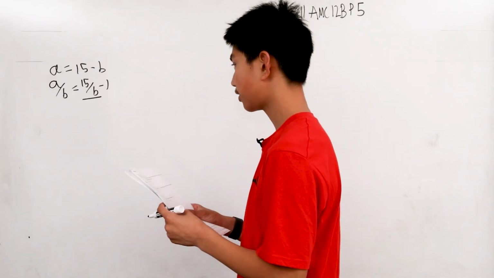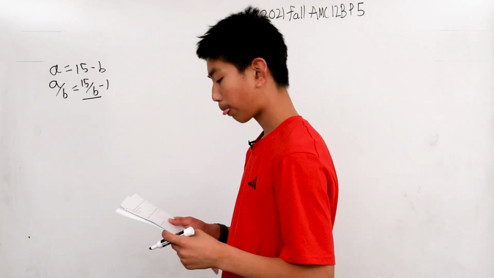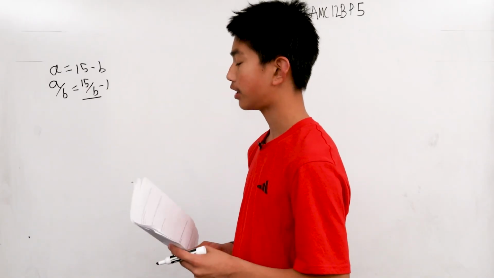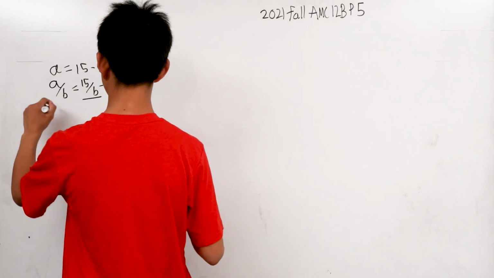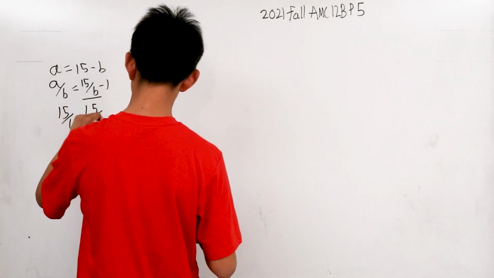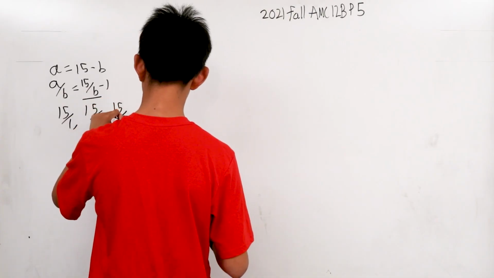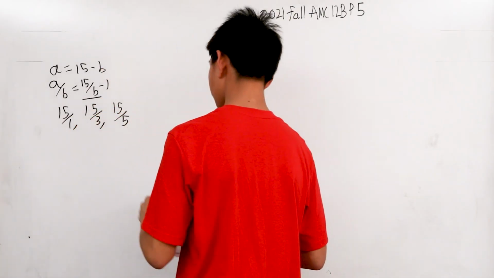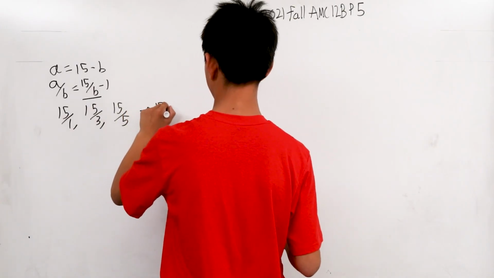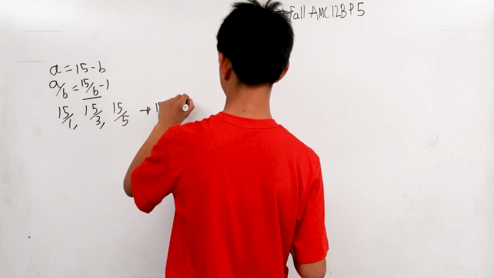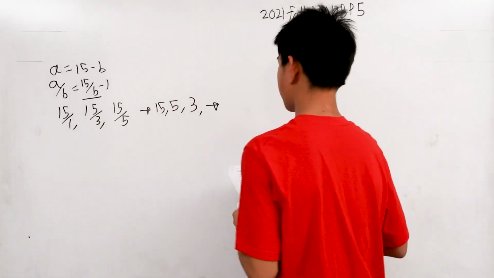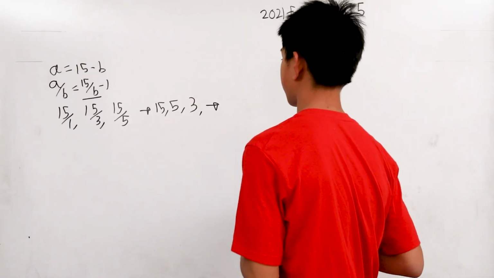So for 15 over b, if we want this whole dividend to be an integer, we have 15 over 1, 15 over 3, 15 over 5. This yields just 15, 5, and 3. So we want to find all the possible numbers that can be summed here.